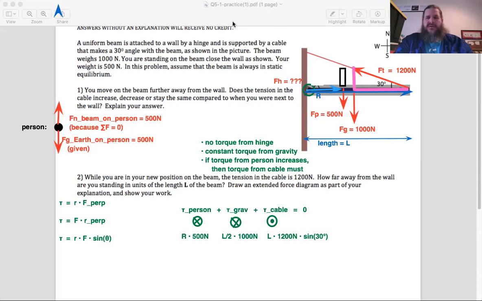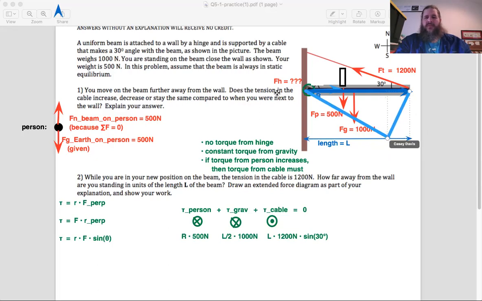Or alternatively, you could keep the force as it is and multiply the perpendicular component of the radius. And for that, you'd keep the force as it is, but you'd split up the radius. Instead of having the radius be this whole thing, you would split up the radius into a component perpendicular to the force and a component parallel to the force. Let me adjust that a little bit. So we're making a right triangle.